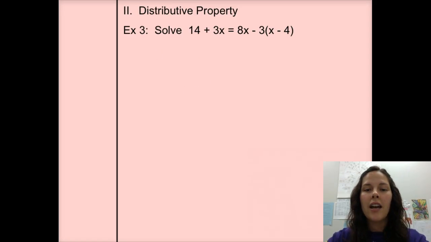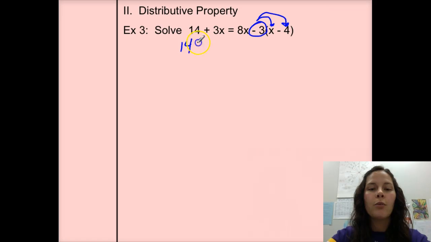Now we're going to take a look at some variables on both sides that are a bit more complicated. So our first one involves some distributive property. The first thing that we'll need to do is simplify both sides of the equal sign if necessary. Looking at the left-hand side of my equal sign, 14 plus 3x, there are no like terms and there's nothing to simplify. So jumping over to the right-hand side, I'm going to distribute my -3 to both pieces inside the parentheses. Make sure you keep track of that negative sign and work down the page.